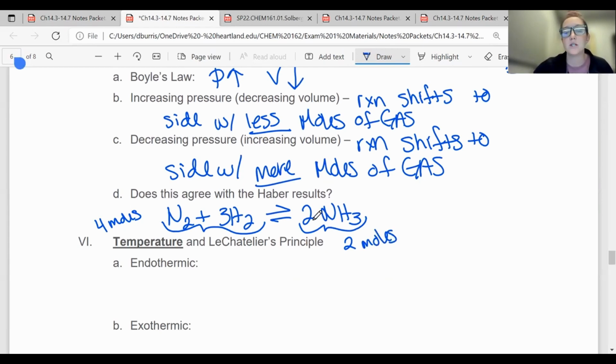So it's going to shift whichever way depending on the pressure. I want it to go to the right. I want to produce ammonia. So I want to shift it to the right. If I want to shift it to the side that has fewer moles, this one only has 2 moles, I want to put it under a high pressure. So yes, this does match exactly what we said. High pressure in this specific case would shift it to the right because it has fewer moles of gas, so it's going to make more NH3. Okay, so you need to look at the moles of gas when we're talking about pressure.